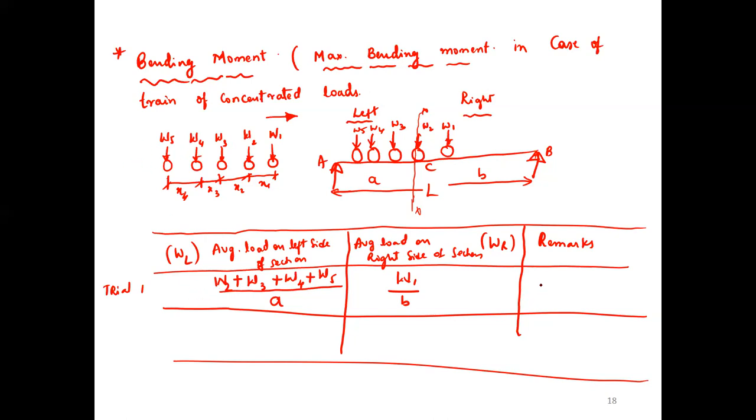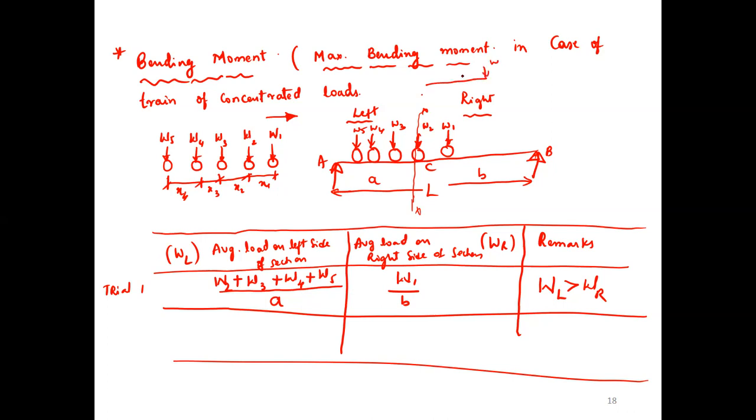So in this case, I'm expected to get the W left side value lesser. But W1 is more, right? W1 is say 10 divided by 30, so you are getting a lesser value. But here, if you do all the sum divided by A, you're getting WL greater than WR. So next, I will allow this load to move further.